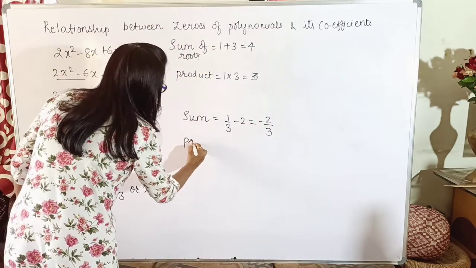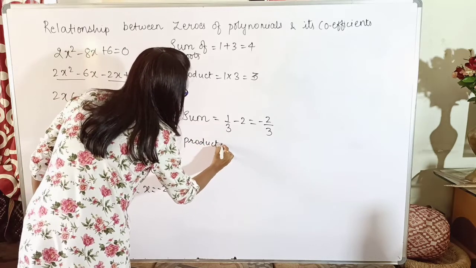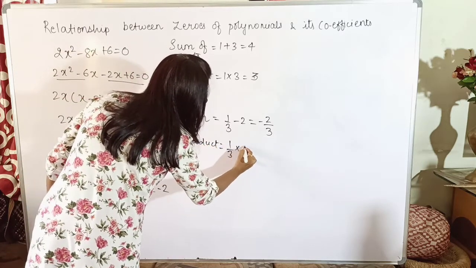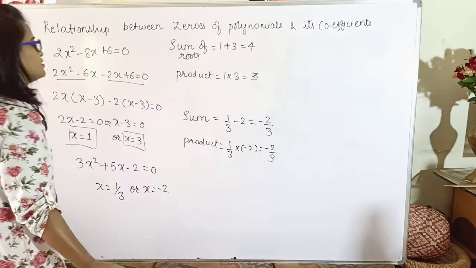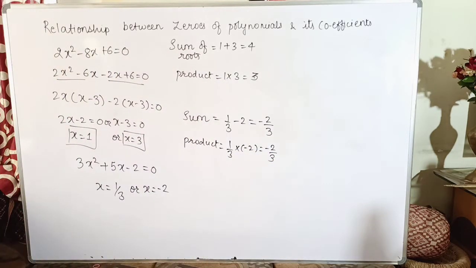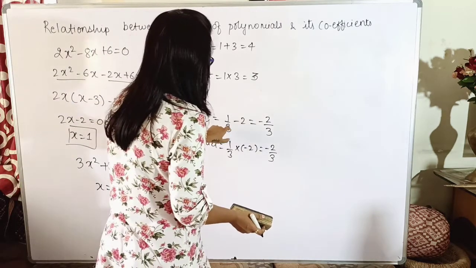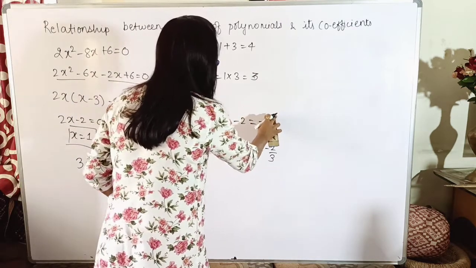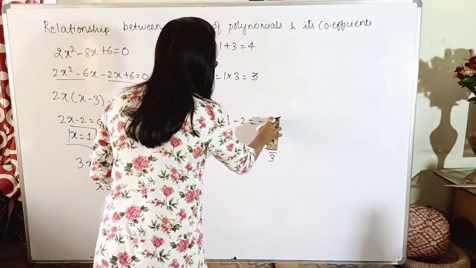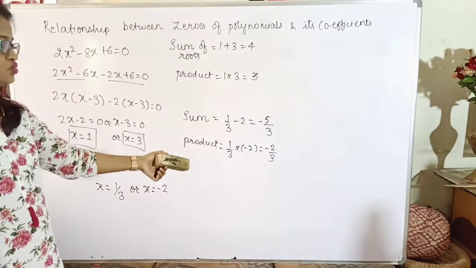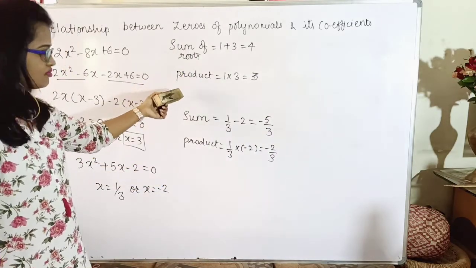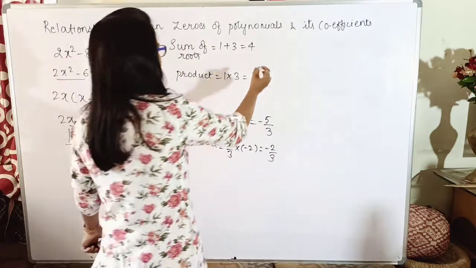What is the product? It is 1 by 3 into minus 2, which gives me minus 2 by 3. Okay, wait. 1 by 3 plus minus 2, so 3 into 2 is 6. So here it should be 1 minus 6, that is minus 5 by 3. So these are the two values when I take its sum and when I take its product.